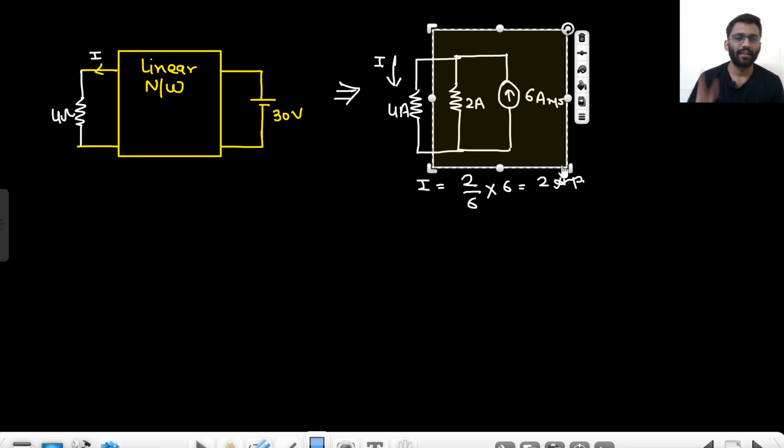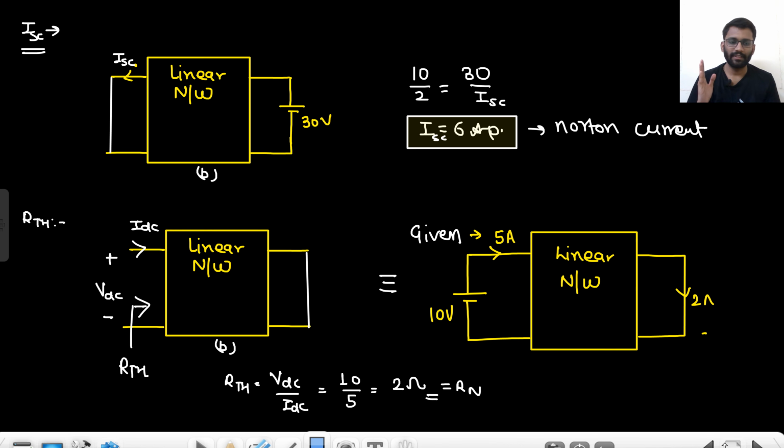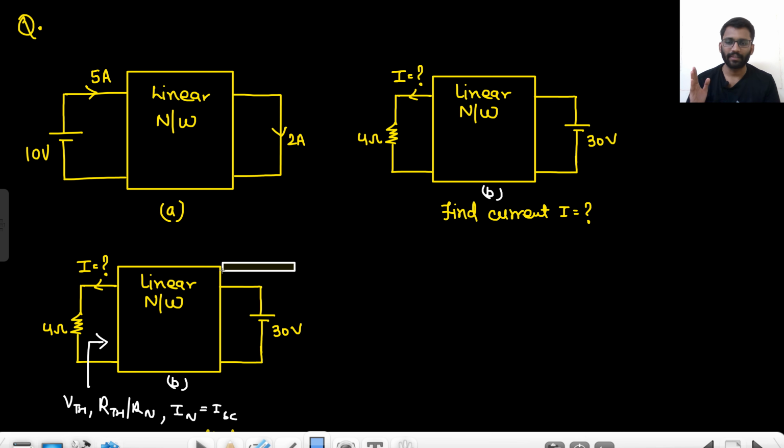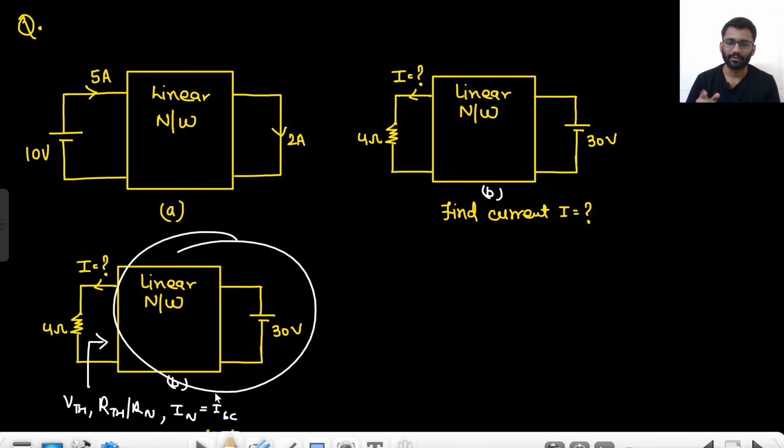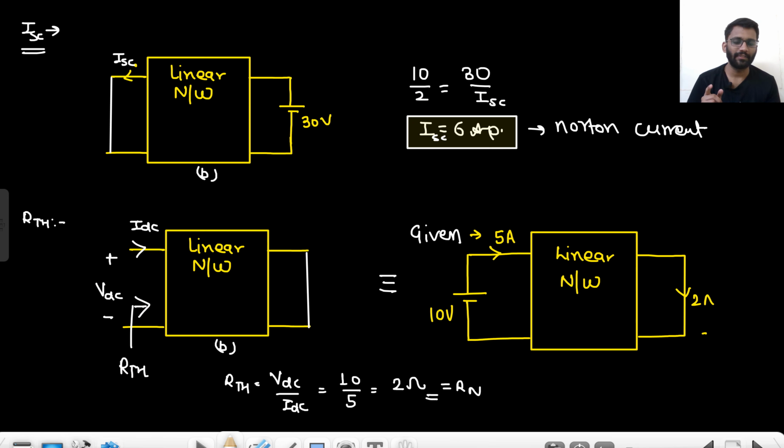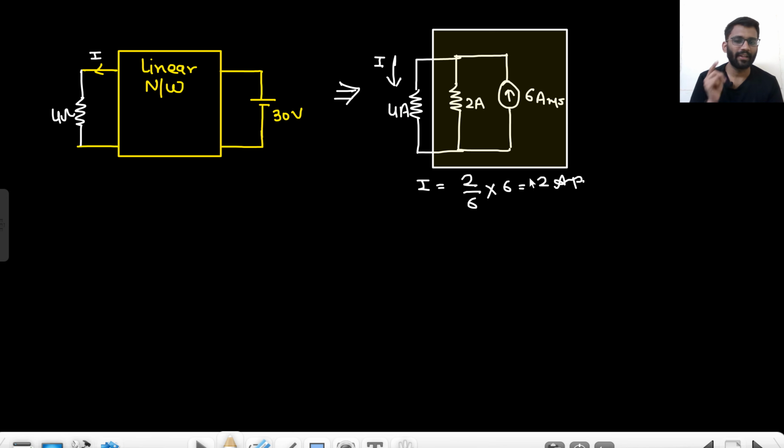This is how this much of circuit was replaced. No, not this much. This much of circuit was replaced with the current source of 6 ampere and a resistance of 2 ohm. So finally my current in the 4 ohm resistance is 2 ampere. So that's how we solved it. Secondly, you can think of the circuit. Okay. Try thinking of the network.